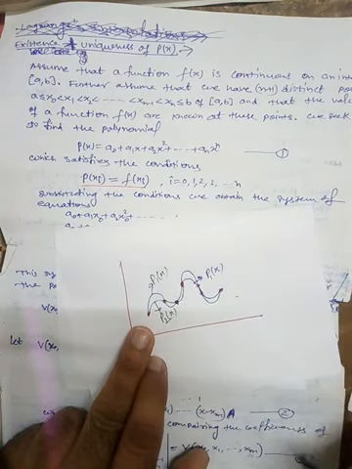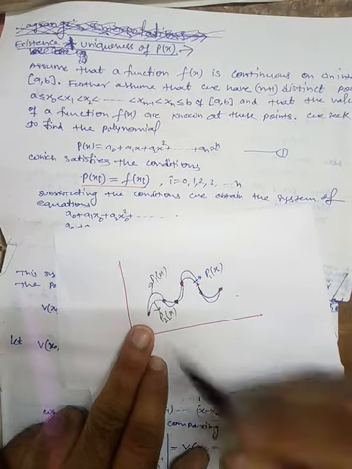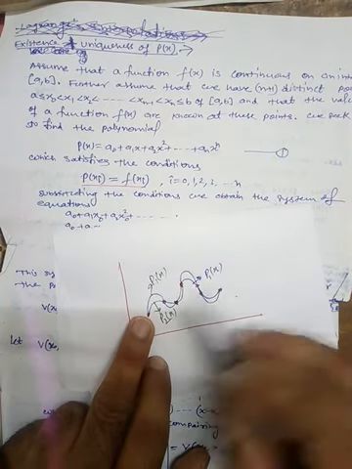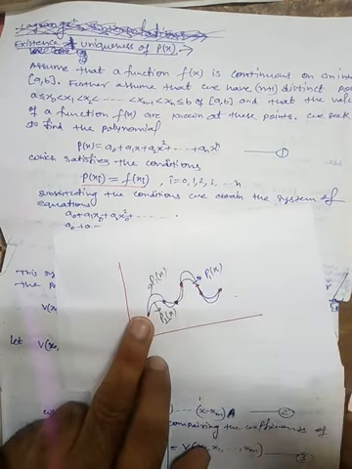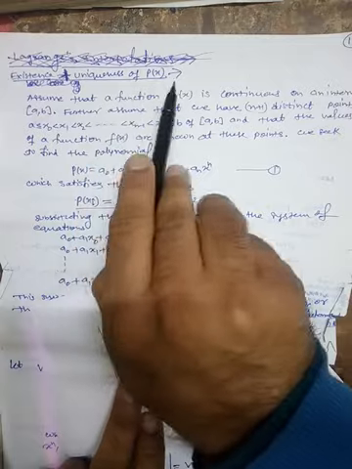Both are interpolating. So what is the guarantee that we have a unique solution? Unique means we have only P(x). We don't have any P1, P2, P3, P4. So that's why we have uniqueness and existence. Existence and uniqueness of P(x).